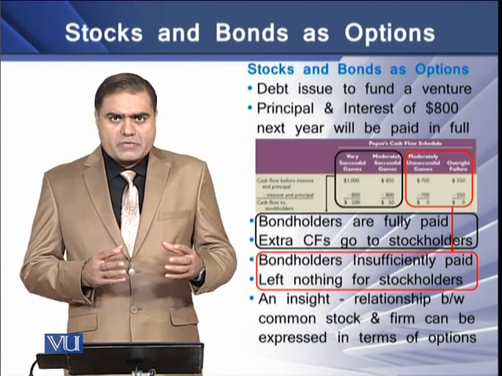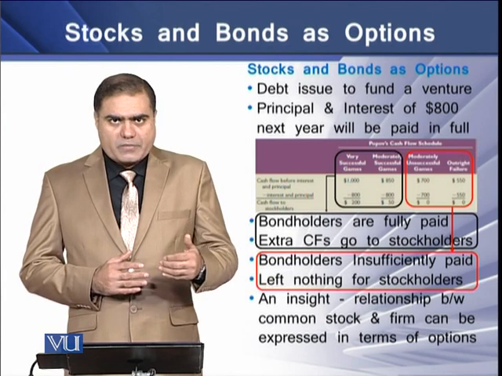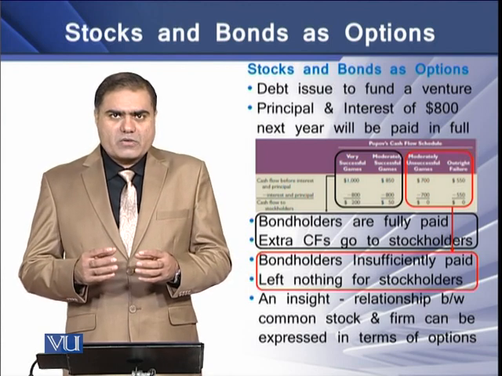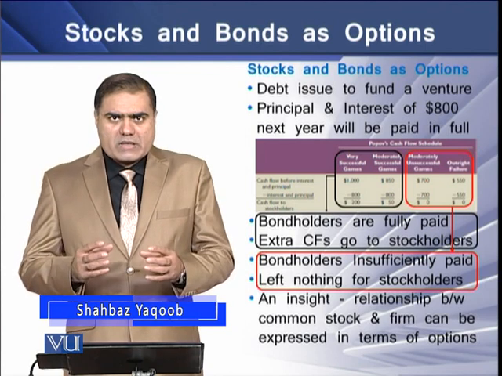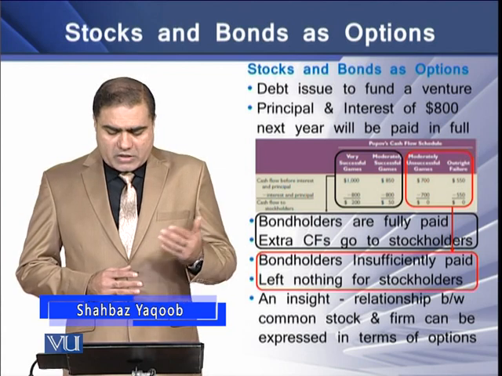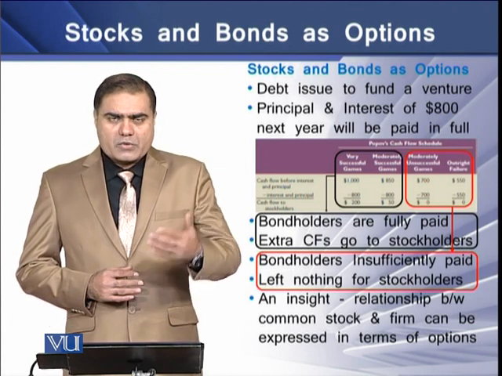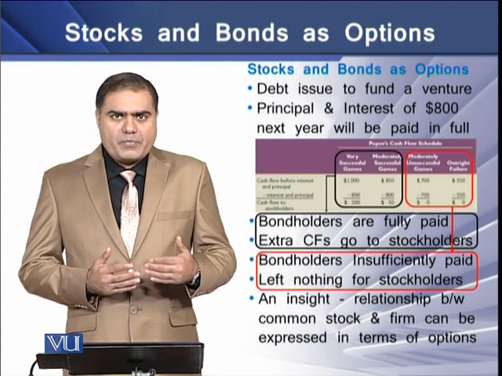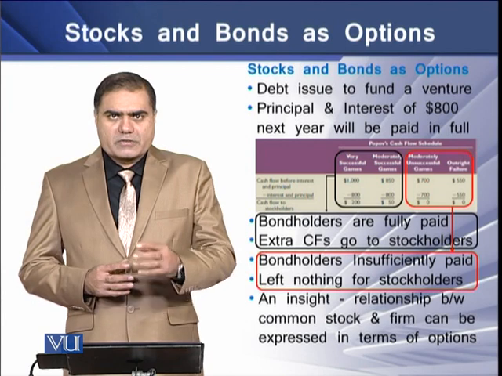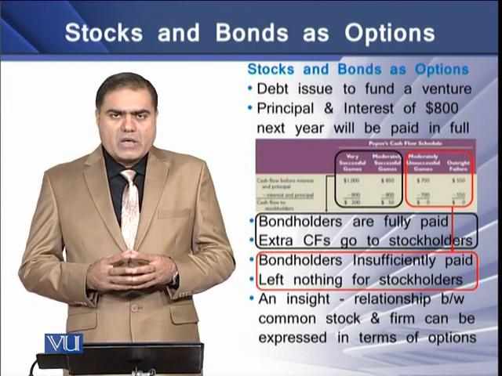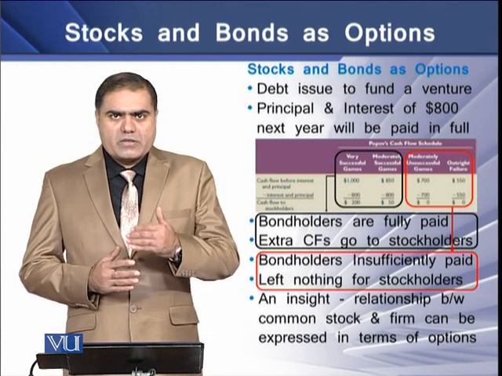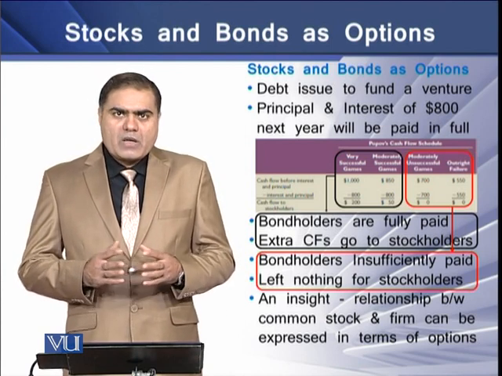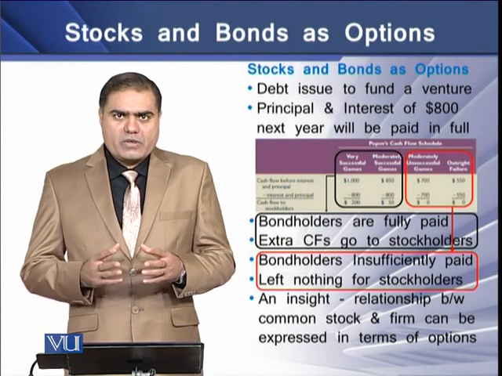In the success scenario, we have two further scenarios: a very successful game venture, and a moderate success of our game venture. Under both success scenarios, the cash flows are $1,000 and $850 to the firm as future cash inflow. With these, the firm can easily pay back the $800 to the investors of the funds, that is the debt holders. After paying off the debt holders, the leftover cash is $200 and $50 respectively.